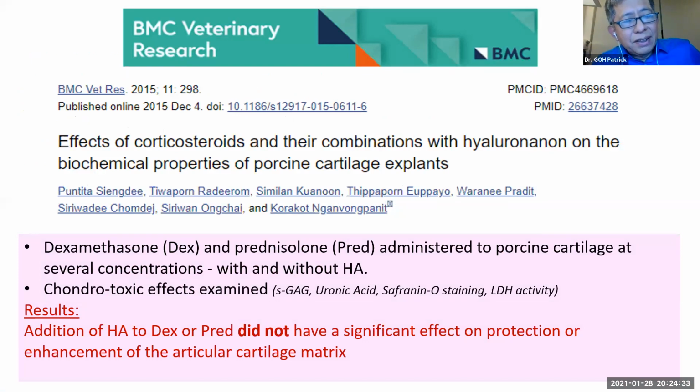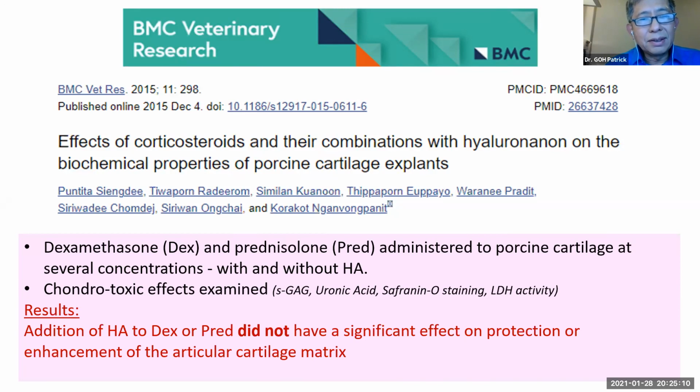Now, in trying to find data on what the protective effect was, there's really not much out there. This is a study on porcine cartilage explants. And what they did was they exposed the porcine cartilage to dexamethasone and prednisolone at various doses with and without hyaluronic acid. And then the chondrotoxic effects were examined. And the result was that the addition of hyaluronic acid to dexamethasone or prednisolone did not seem to have a significant protective effect or no enhancement.